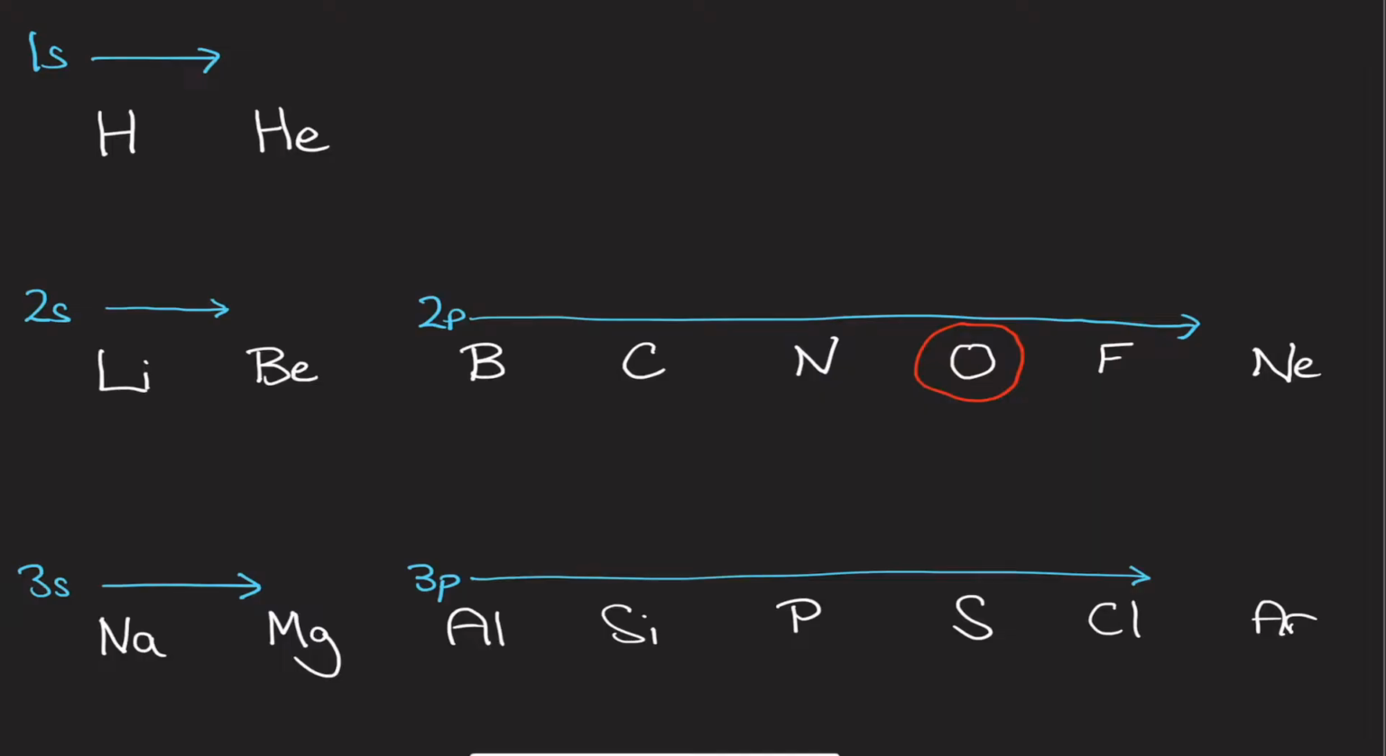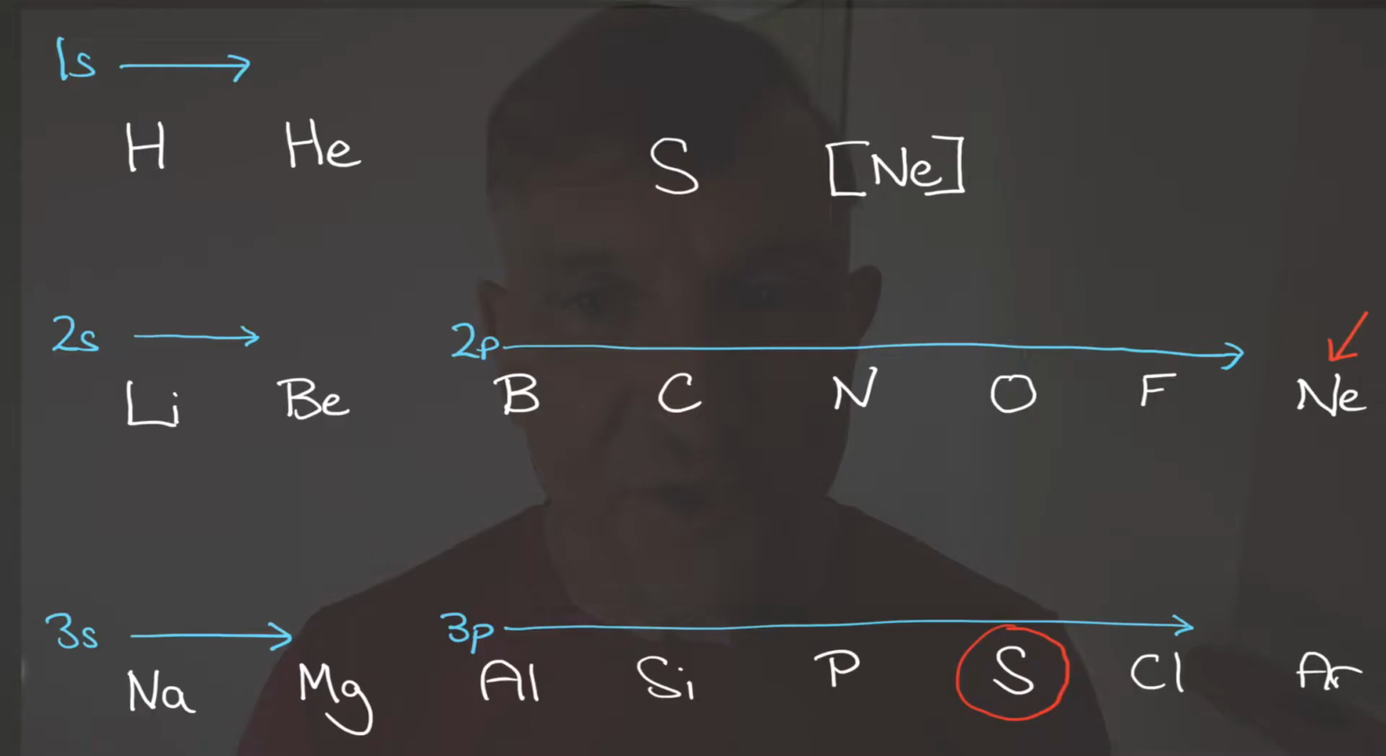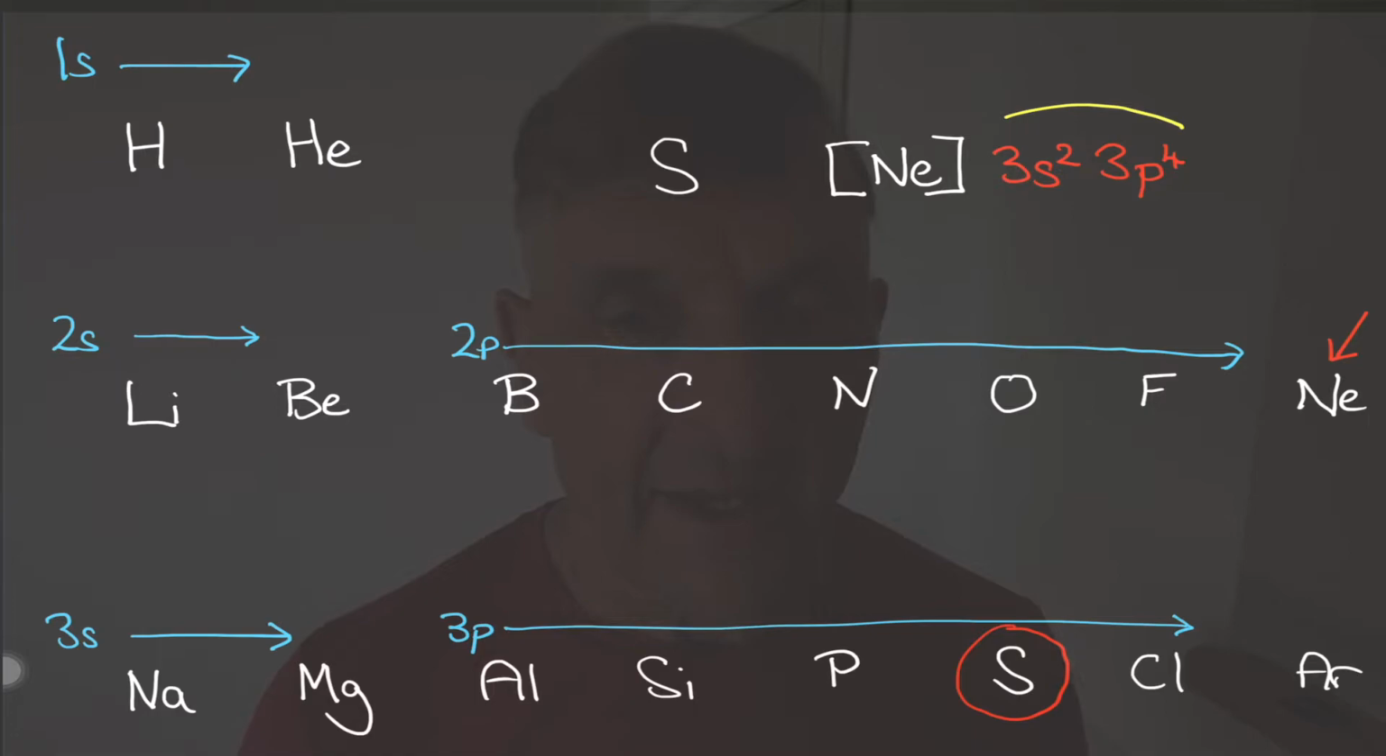Oxygen has to fill in the shell of helium, and then in the second shell, it's 2s2, 2p4, that's 6 electrons total. It needs 2 more. Sulfur is in the third level. It's a neon inner shell. And then 3s2, 3p4, 6 electrons, just like oxygen. It needs 2 more, just like oxygen.